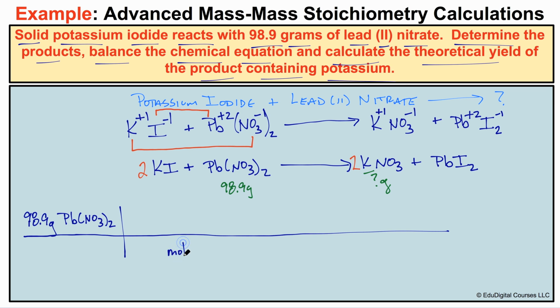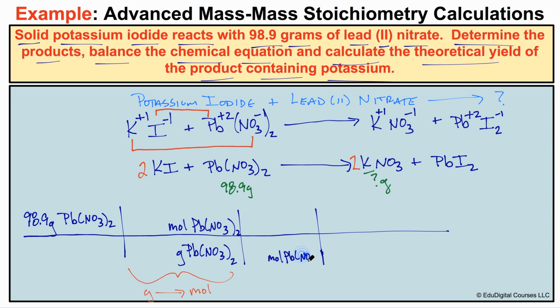So in step 1, we're going to convert the grams of lead 2 nitrate to moles. We want to cancel out grams of lead 2 nitrate, so we'll put grams of PbNO3 at the bottom, and the very first thing we're going to do is convert this to moles of PbNO3. Once we're done doing that, in our next step we are going to cancel out moles of lead 2 nitrate. So we'll put moles of PbNO3 at the bottom of this fraction, and we're going to want to figure out the number of moles of potassium nitrate.